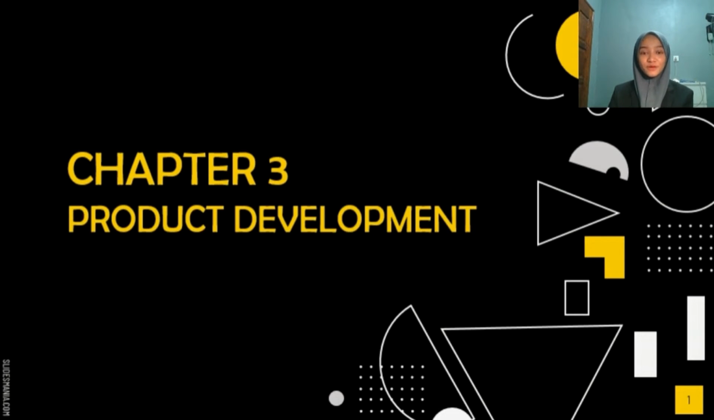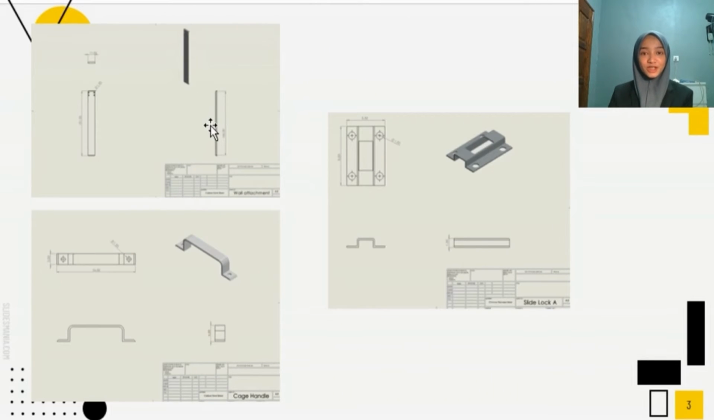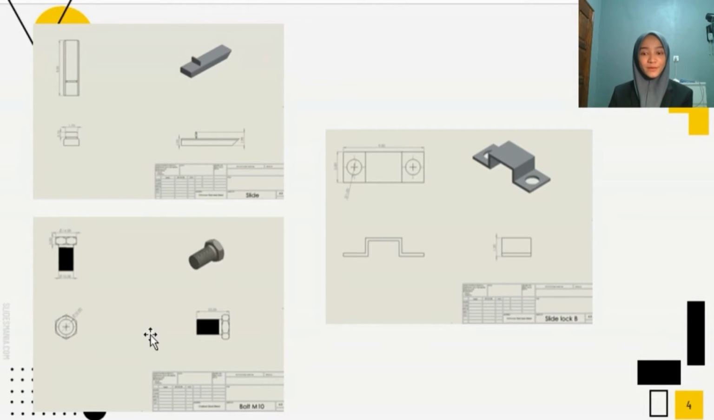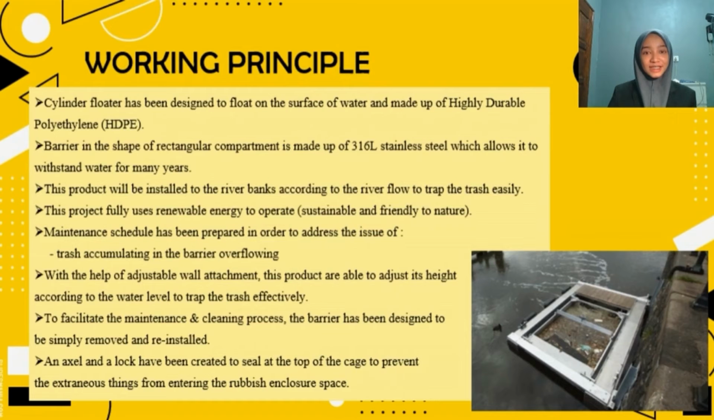Okay, so first of all, we have a drawing part by part. First, we have a base on the top of the cage, and then we have a cylinder floater to support the cage to float on the surface of water. And next, we have a wall attachment to support the cage to stick to the river banks, and then we have a cage handle, slide lock A, and then slide, bolt M10, slide lock B, and then we have a washer, nut M15, and the last one we have bolt M15. Okay, next we proceed with working principle.